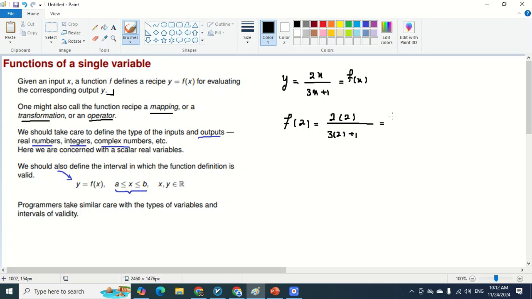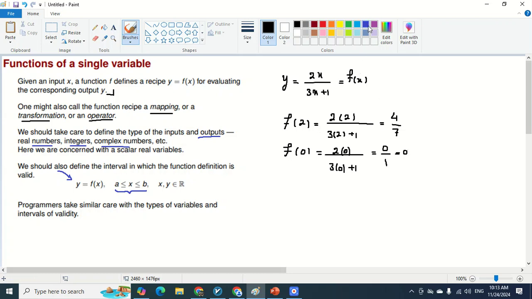So by this definition, the value of the function will be 4 over 7. So we can calculate f of 0, for example, as well. Let us calculate f of 0. We have 2 times 0, divided by, as I said, you should replace the x by 0 to calculate f of 0, 3 times 0 plus 1. The result will be 0 over 1, and as you know, 0 over 1 is equal to 0, but a number over 0 is undefined.